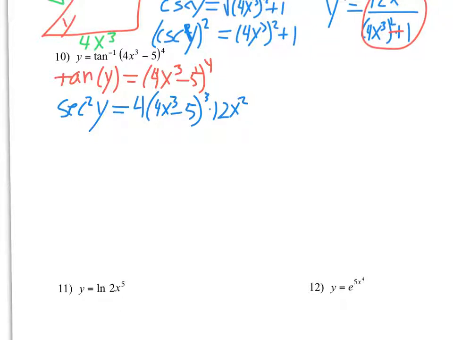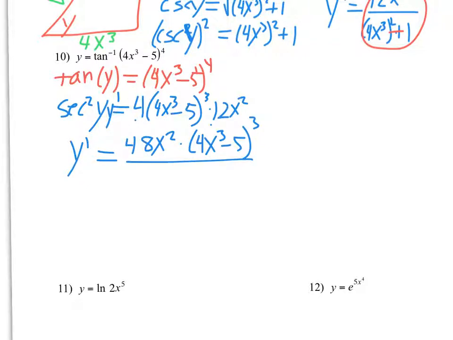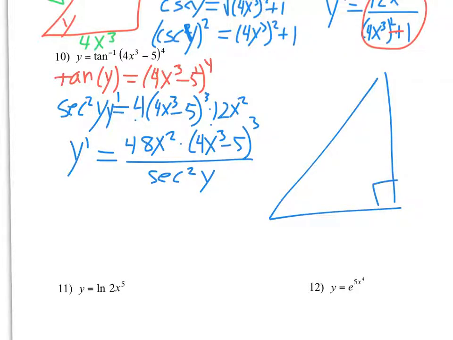Okay, now I've got to figure out what secant squared is. And for that, I'm going to make a triangle. I also forgot my y prime. That's really important because we have y prime is equal to this lovely mess of a thing. I'm going to multiply those two together just to make this a little bit nicer. So 48x squared times the quantity 4x cubed minus 5 to the third power. And that's going to be over secant squared of y. All right, triangle up. By the way, this is going to be the last of these problems, and thankfully we can move on to some other things.